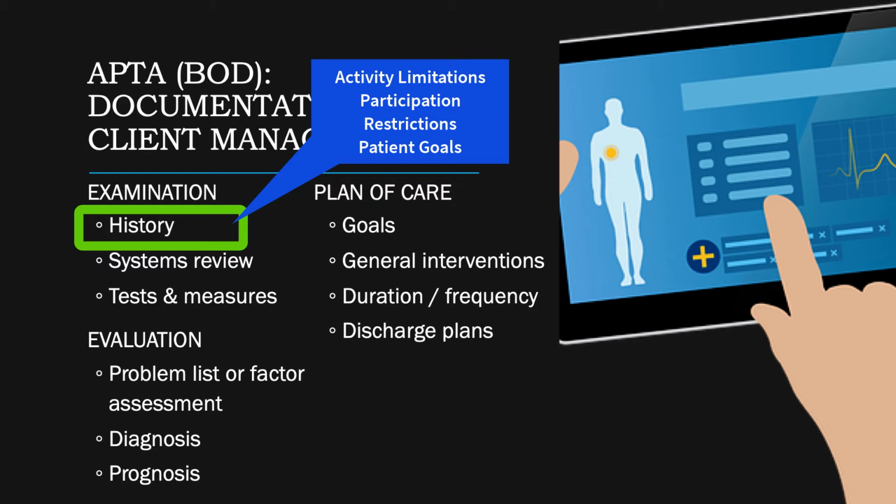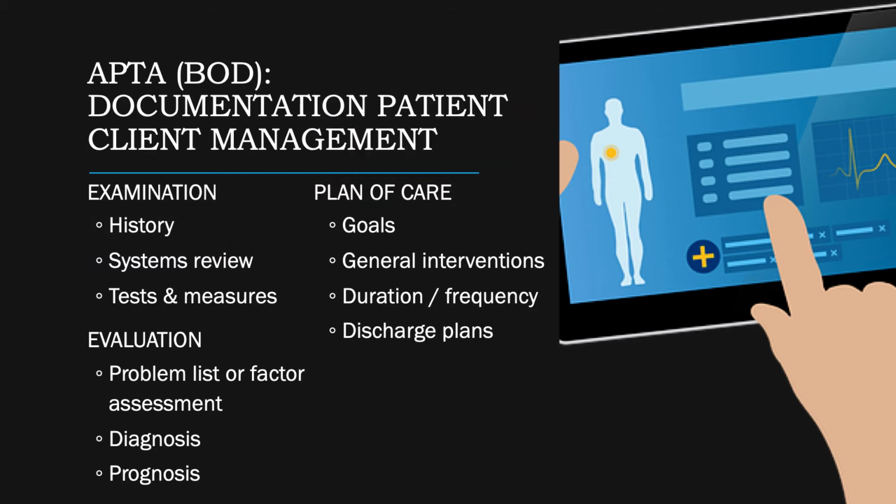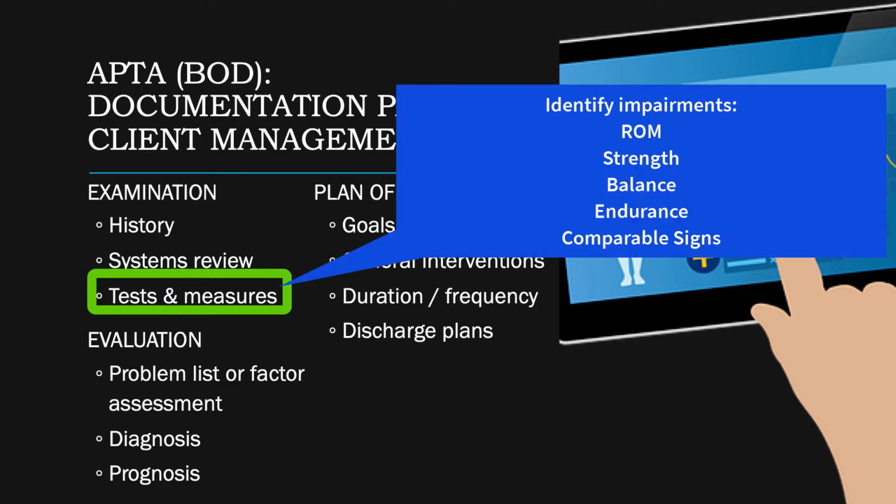That's typically going to happen in your assessment portion. But finding out about limitations and restrictions in your interview first will help you start forming hypotheses as to what impairments you might need to look for in your exam. Of course, you'll do a systems review to screen the rest of the body and make sure there aren't other things you need to be looking for, and then you'll move into your tests and measures. So in our example, the impairments that we found in our tests and measures included range of motion measurements, strength measurements, balance assessments, and identifying comparable signs.